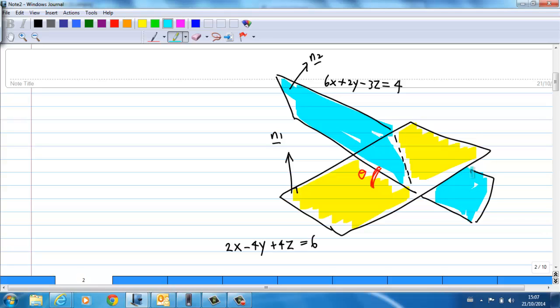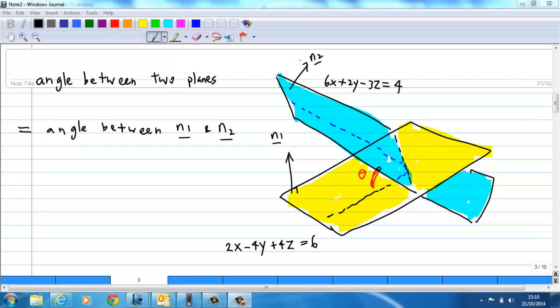We are going to find the angle between these two planes. And we want to get a smaller angle, acute angle less than 90 degrees. First, we note that the angle between two planes is the same as the angle between two normal vectors n1 and n2.